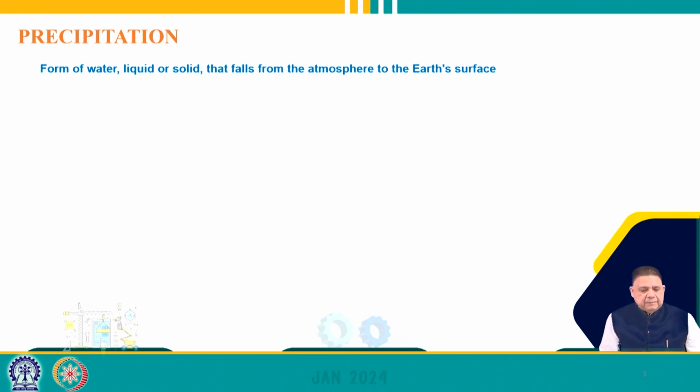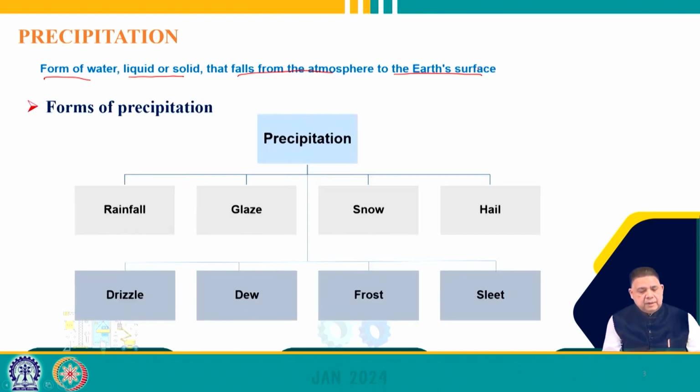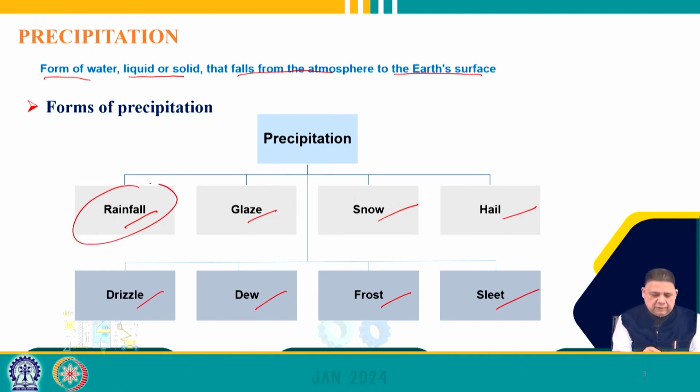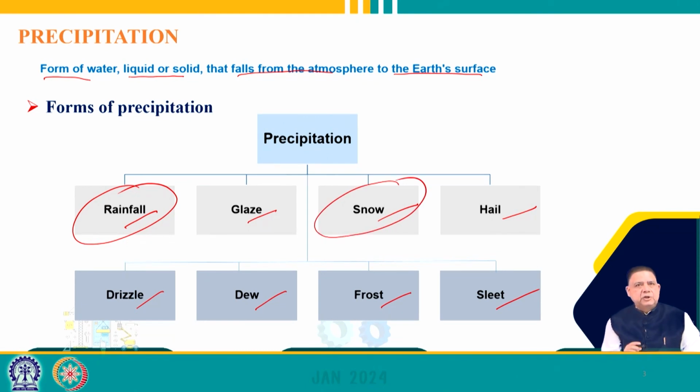Now, coming to defining precipitation. Precipitation is any form of water, which could be liquid or solid, that falls from the atmosphere to the earth's surface. That is, any form in which water is delivered by the atmosphere to the land surface, as we saw in the hydrological cycle. There could be various forms of precipitation like rainfall, glaze, snow, hail, drizzle, dew, frost, and sleet. But out of these, rainfall and snowfall are the dominant forms of precipitation.